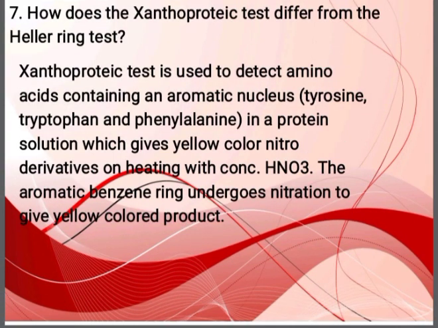Number 7. How does the xanthoproteic test differ from the Heller ring test? The xanthoproteic test is used to detect amino acids containing an aromatic nucleus, or tyrosine, tryptophan, and phenylalanine, in a protein solution, which give a yellow color. Nitro derivatives on heating with concentrated HNO3, the aromatic benzene ring undergoes nitration to give a yellow color.